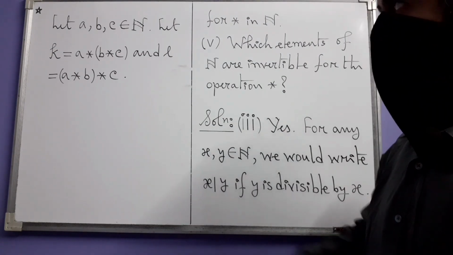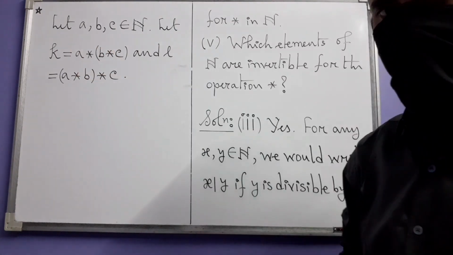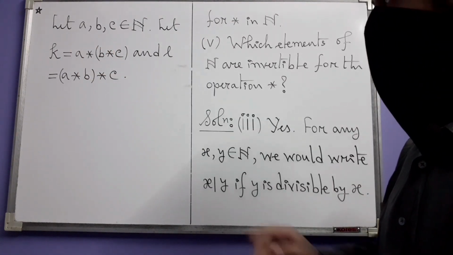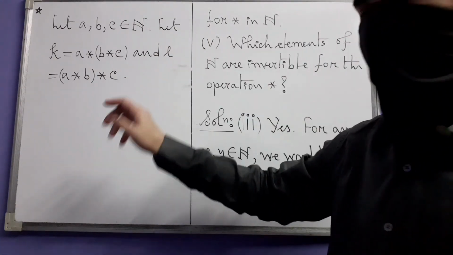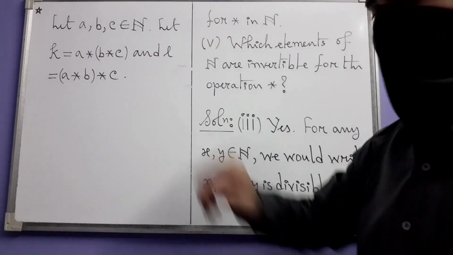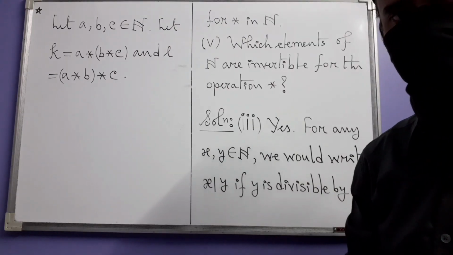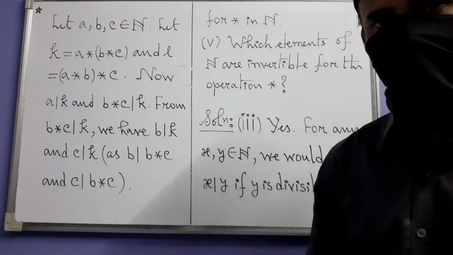So we start the proof by taking three natural numbers a, b and c, not necessarily distinct of course. And let k be (a star b) star c and l be a star (b star c). So these names k and l will further simplify things. Let's first see what k actually is.